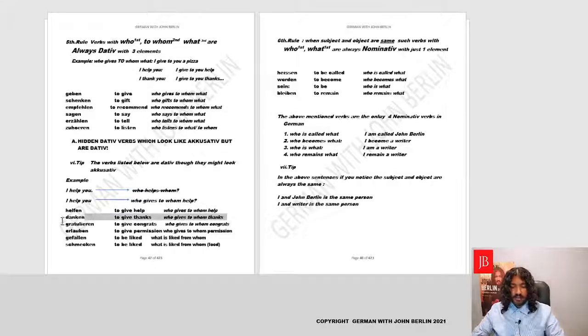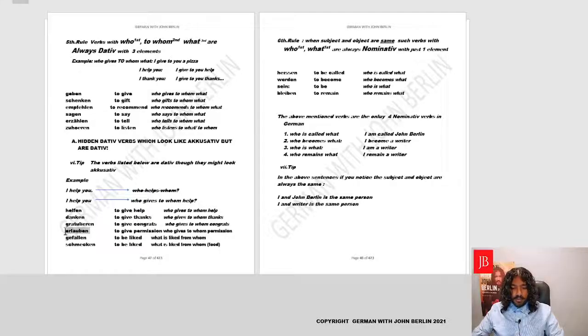For example, danken means to give thanks, so it requires who gives to whom what: who, the person who's thanking, to whom he is giving thanks, and what he is giving, thanks. Gratulieren, to give congratulations. So basically, who gives to whom what: it requires who, the person who's congratulating, to whom he is giving congratulations, and what, congratulations itself. So basically, to give congratulations.